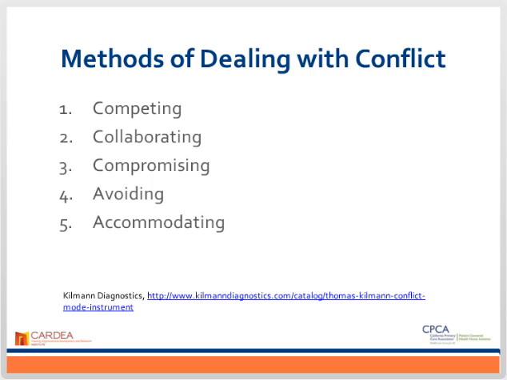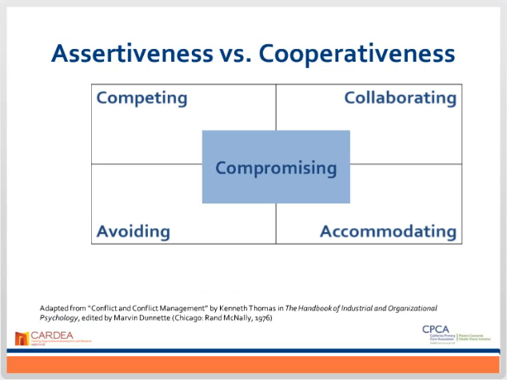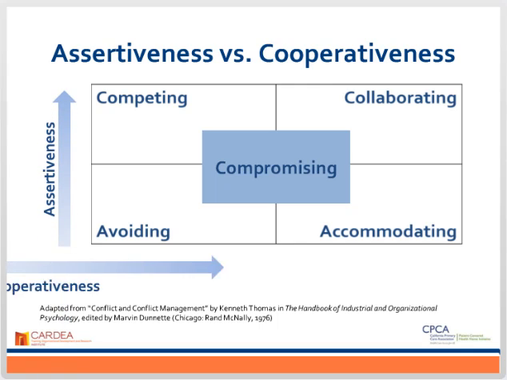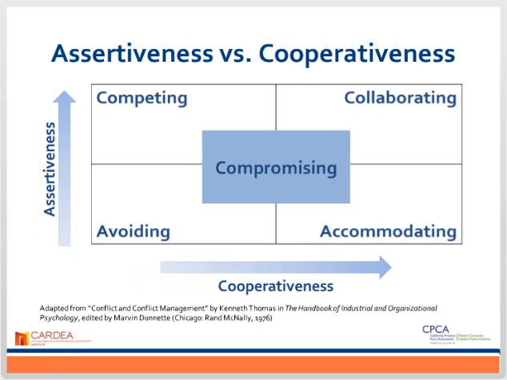As Dr. Kilman and colleagues note, no one has a single method of dealing with conflict, and each of us is capable of using all 5 methods. However, certain individuals use some methods more or less than others. In this figure, you see the relationship between assertiveness and cooperativeness in these 5 methods.